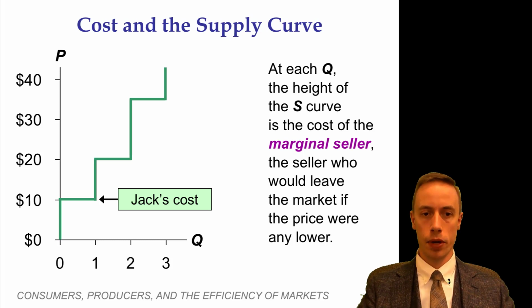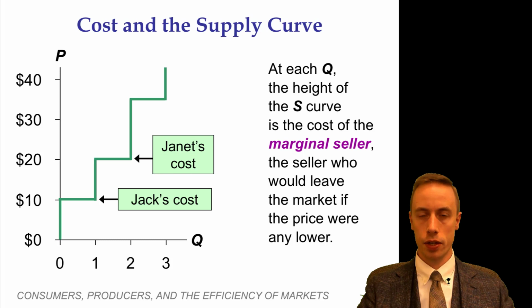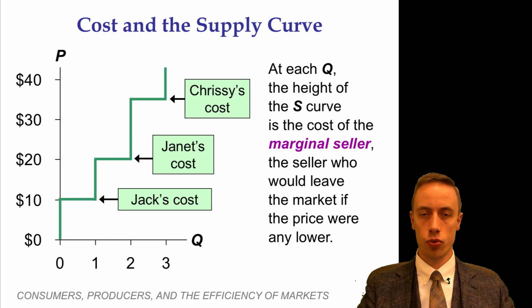Let's go to a higher number, let's say $25. We now have two sellers, but only one of them is the marginal seller, Janet. So now look at the lowest point on that supply curve, where Janet is still the marginal seller. That's her cost, $20. And finally, we can find Chrissy's cost using the same method.